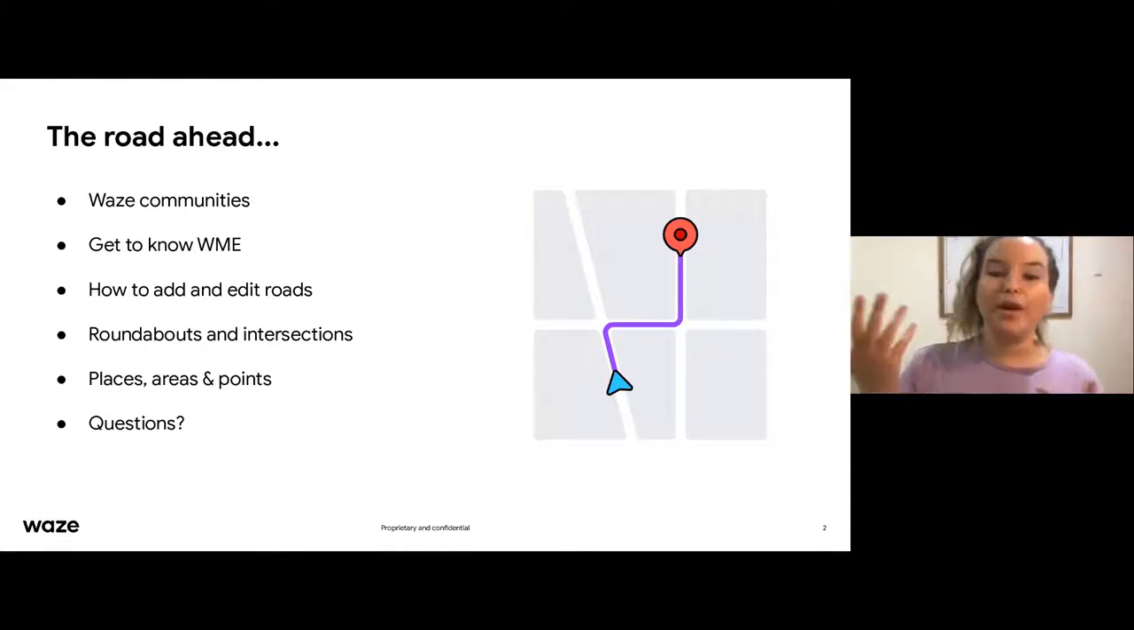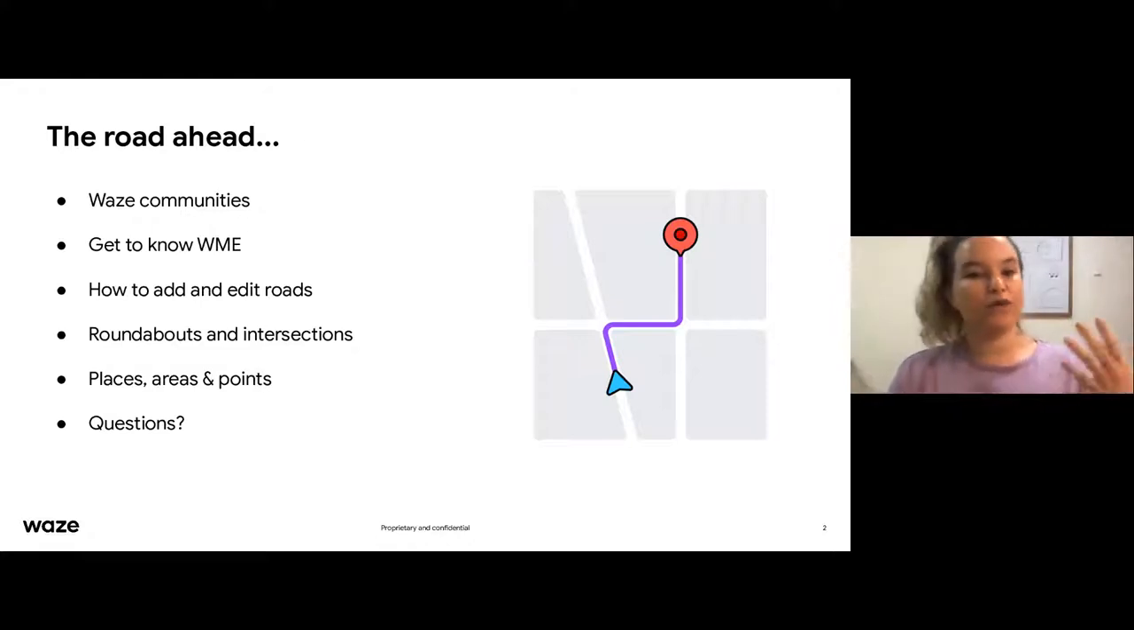So today we're going to talk about a few very interesting topics. We're going to talk about the Waze community and get to know the Waze map editor, or as we call it, the WME. We will learn how to add and edit roads, roundabouts, intersections and places, areas and points.